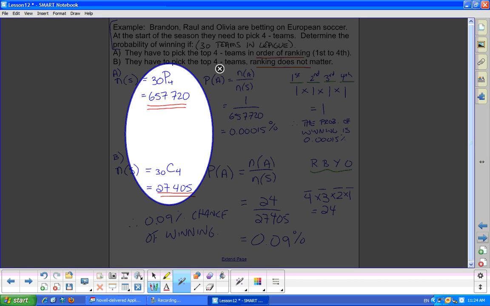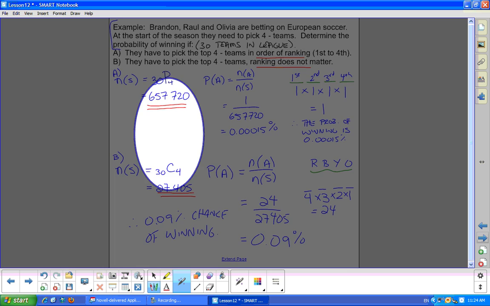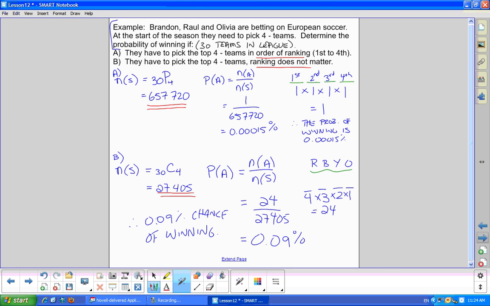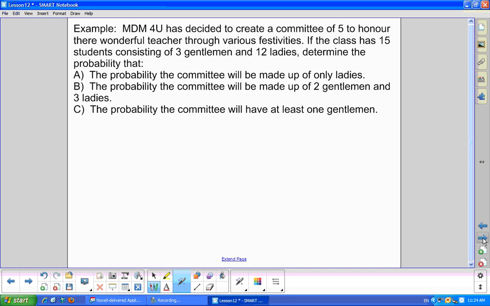In A part, order was important, so you have to calculate your N of A and N of S with permutations. In B part, order does not matter. So it changes N of A and N of S, even though earlier I indicated N of S is consistent. It's one of those funny examples where that's not true. And the final example is looking at committees. As soon as you see a committee question, you need to immediately connect that with combinations.